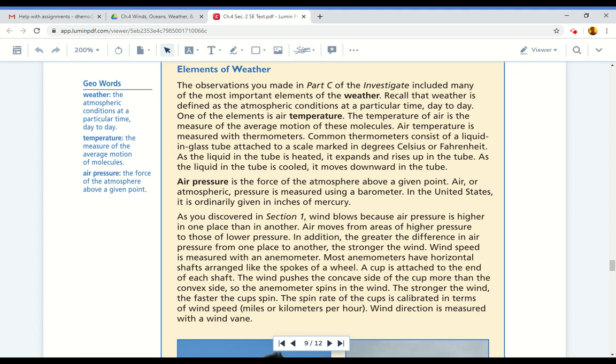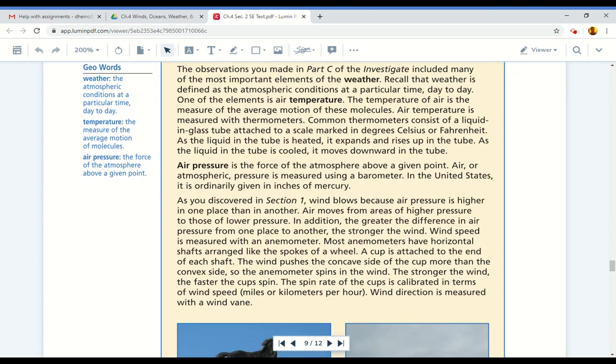Wind speed is measured with an anemometer. Most anemometers have horizontal shafts arranged like the spokes of a wheel. A cup is attached to the end of each shaft. The wind pushes the concave side of the cup more than the convex side, so the anemometer spins in the wind. The stronger the wind, the faster the cups spin. The spin rate of the cups is calibrated in terms of wind speed. Wind direction is measured with a wind vane.